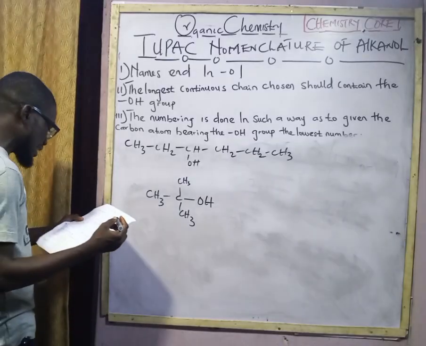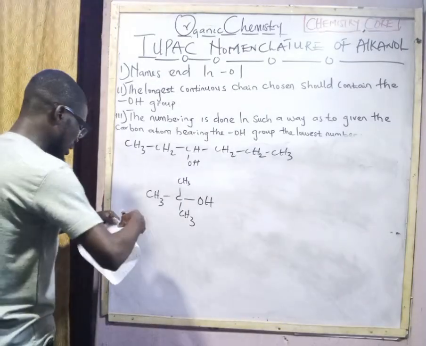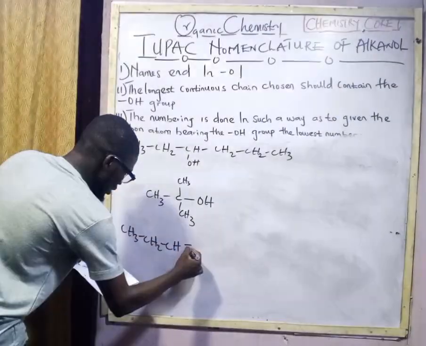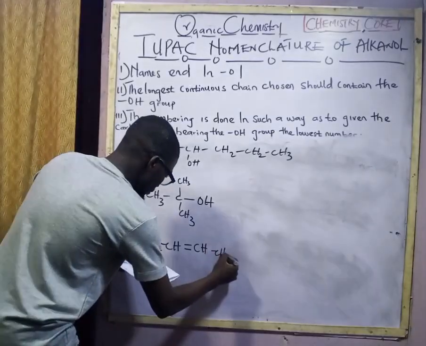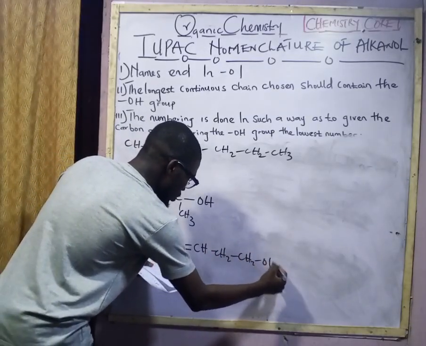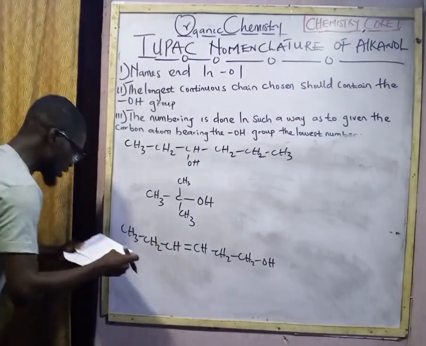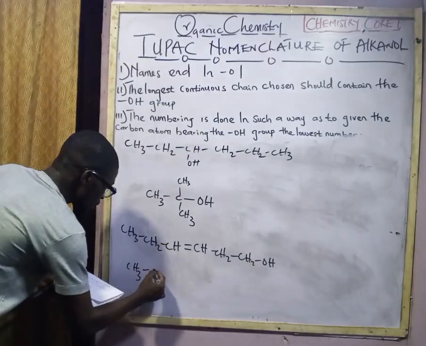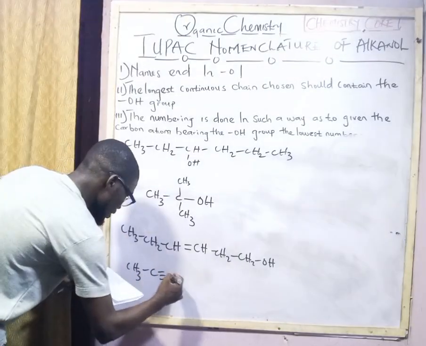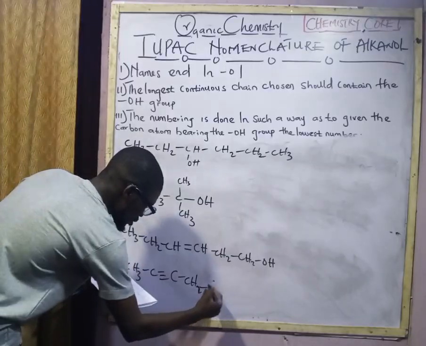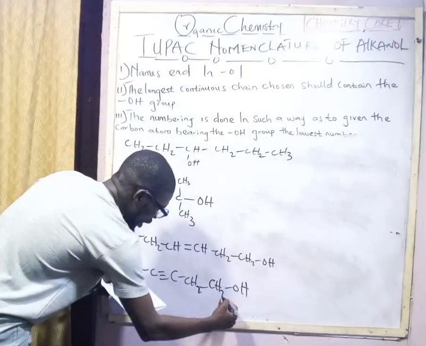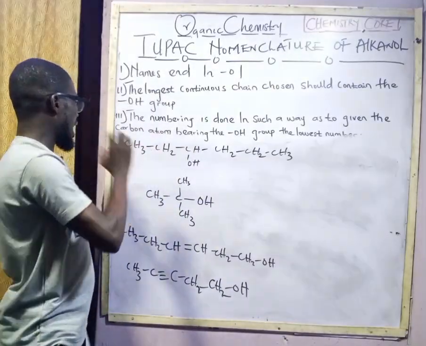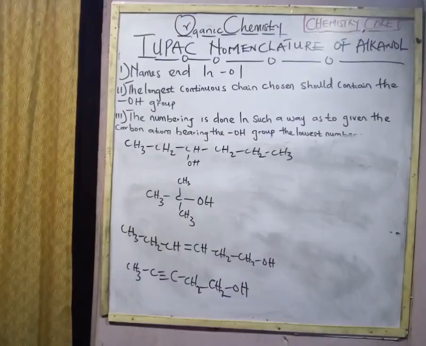So the next one is I have the double bond, which is CH3, CH2, CH, double bond. We have CH, CH2, CH2, OH. I also have another one, which is a triple bond. We have CH3, C, triple bond, C, CH2, CH2, OH. So guys, if we are to give a compound or to name a compound like this, are you with me now?